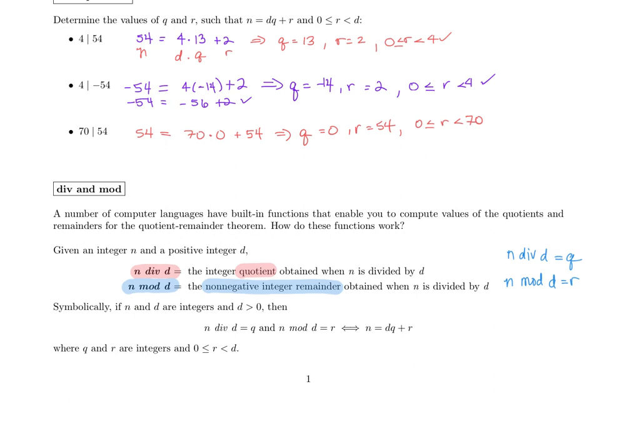So symbolically, if n and d are integers and d is positive, then n div d equals q, and n mod d equals r if and only if n equals dq plus r, where q and r are integers and our remainder is still between 0 and d.